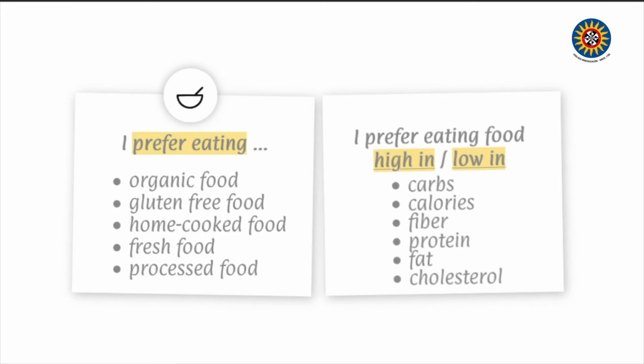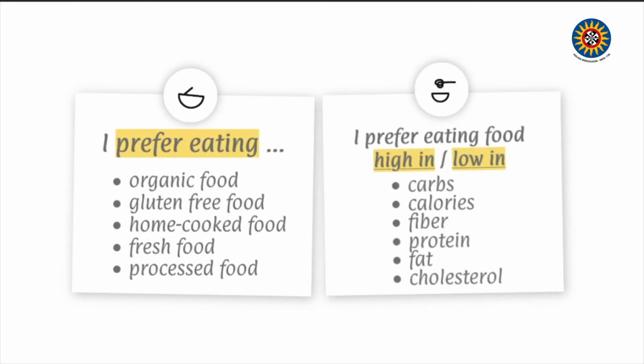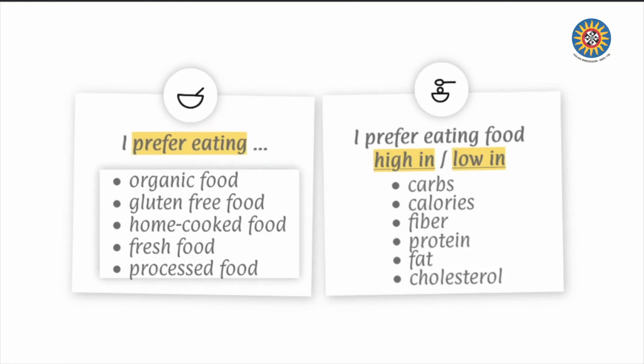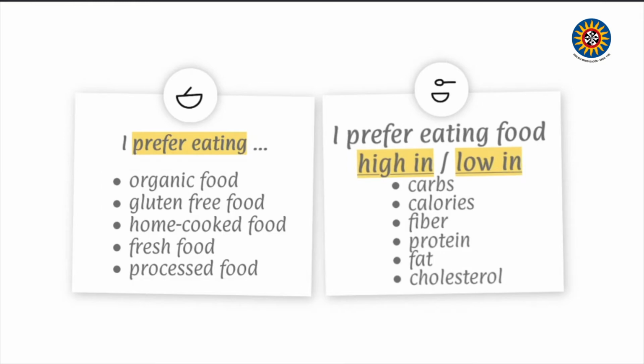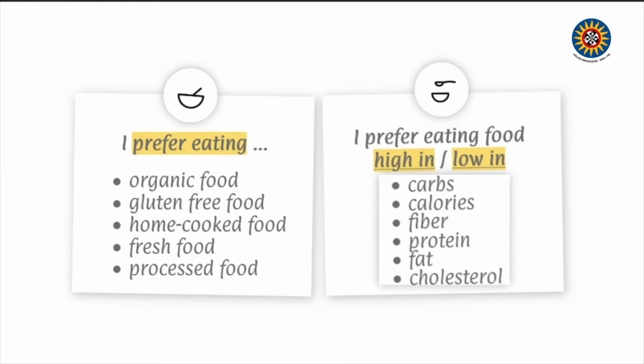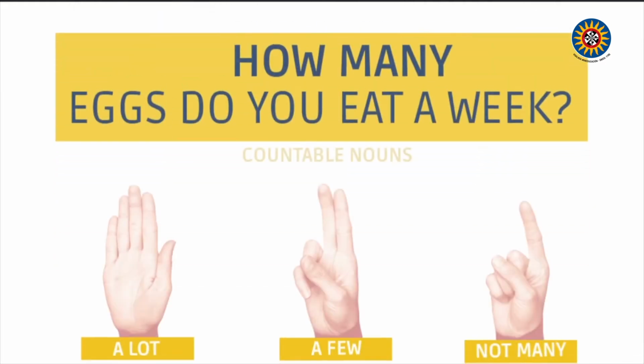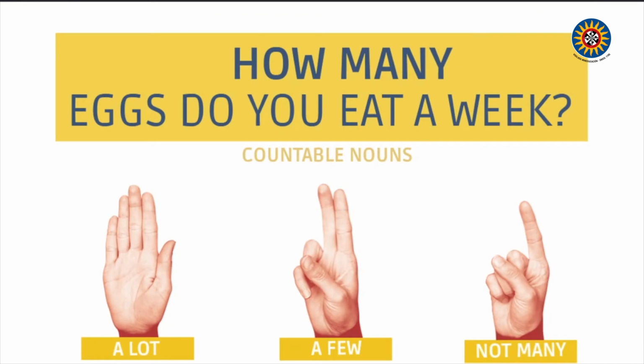Now, if you want to talk about your preferences for certain kind of food, you can say, "I prefer eating organic food or fresh food." Also, you can say, "I prefer eating food high in protein or low in carbs or low in fat." Now let's see another kind of questions.